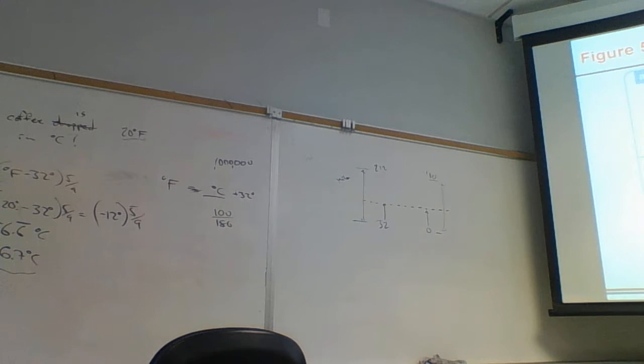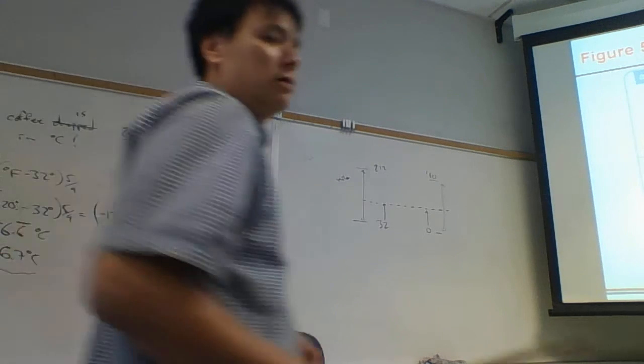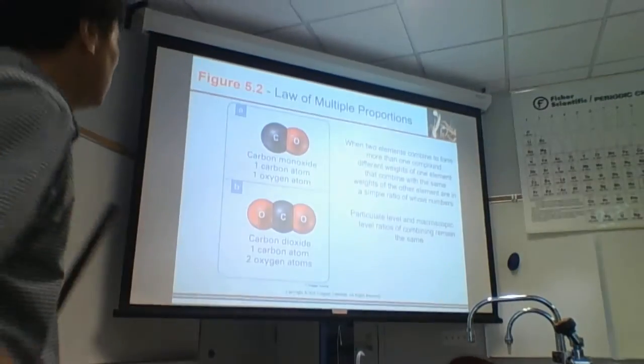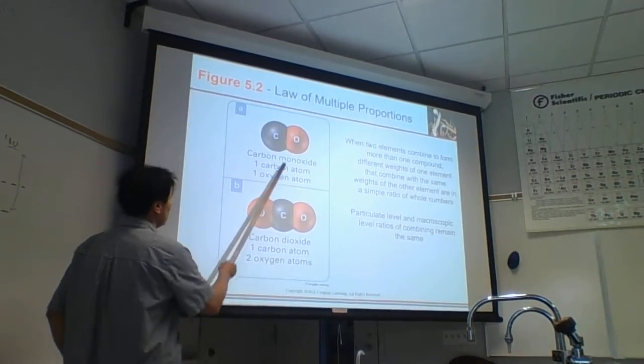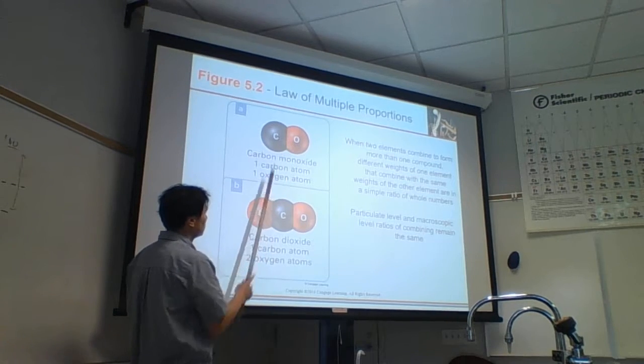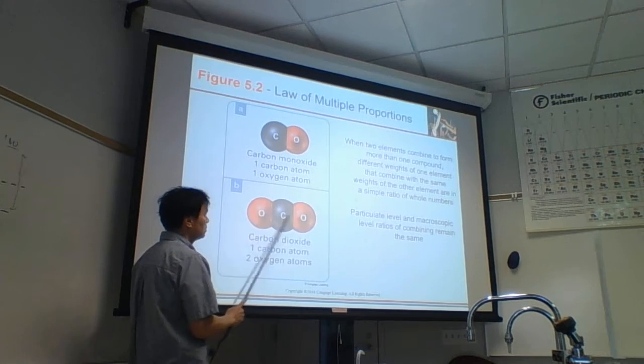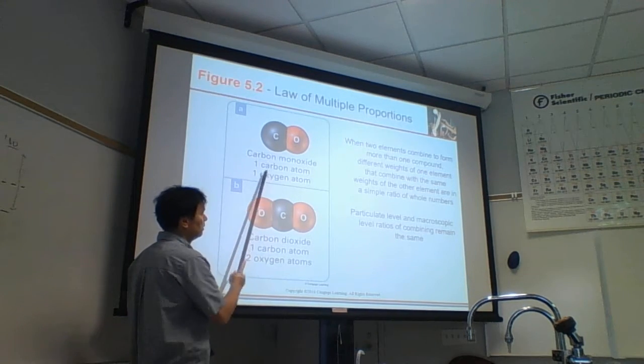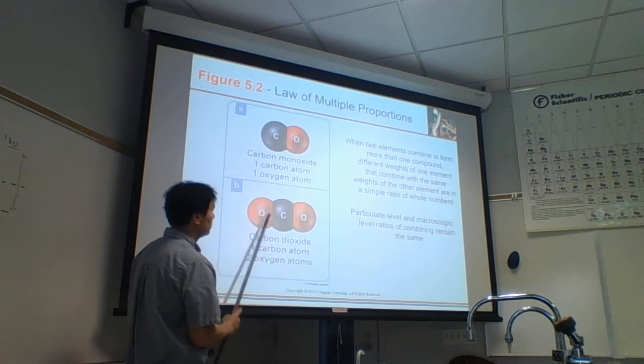Anyway, let's go back to chapter 5 and take a look at this. There are 2 ways we can do it. How do we know the ratios? Well, it depends on the oxygen. This one would have 1 oxygen, this one would have 2 oxygen. And so the weight ratios are going to be different.